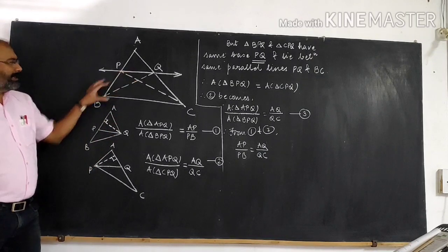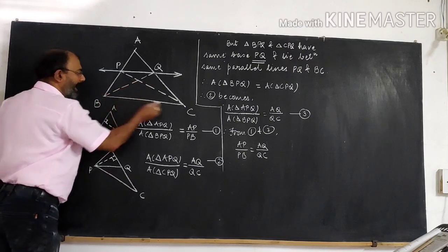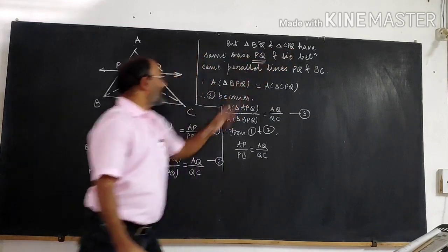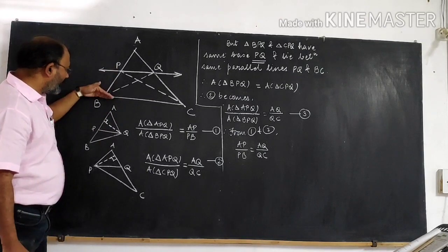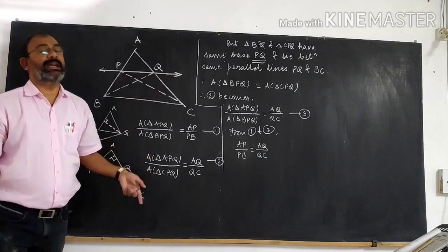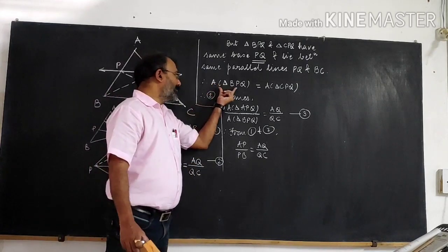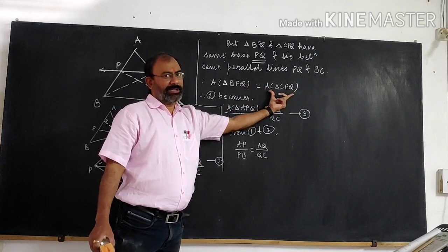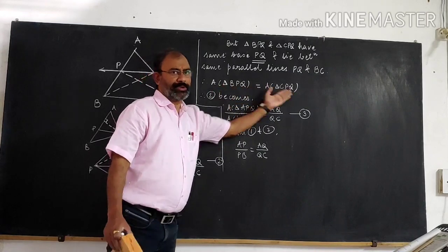But in this figure, we observe that triangle BPQ and triangle CPQ have the same base PQ. And because they lie between the parallel lines, they will have the same height also. So they have the same bases and same heights. Therefore, their areas are equal. So you can replace area of triangle BPQ by area of triangle CPQ, or vice versa, because both are equal.